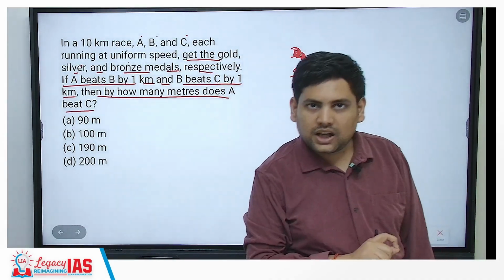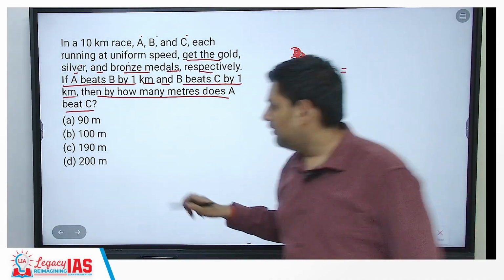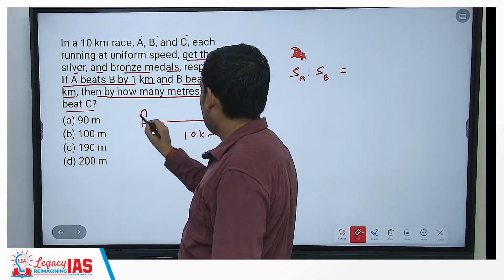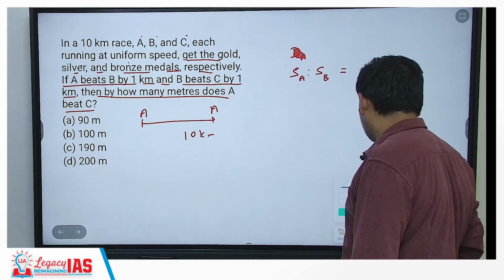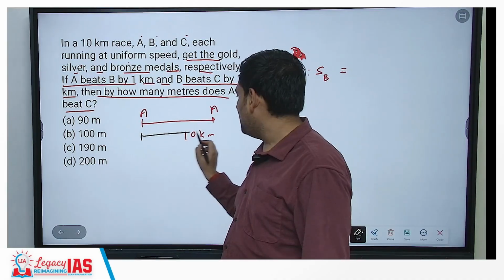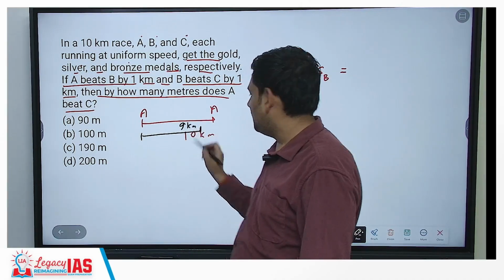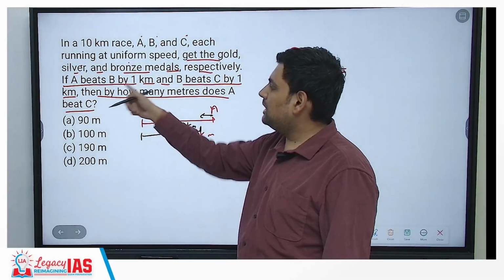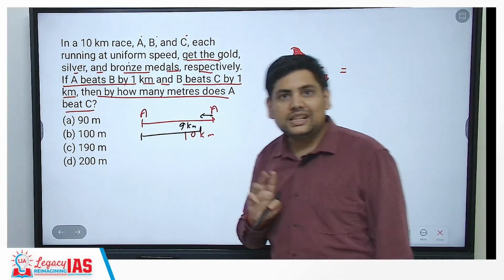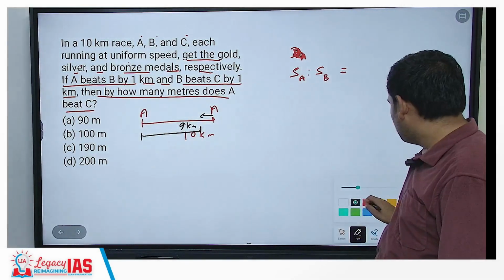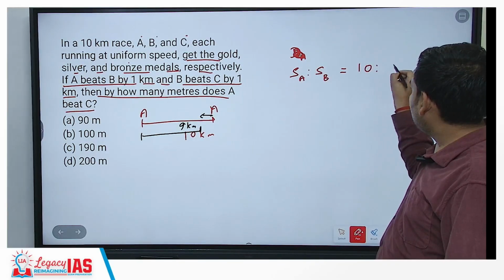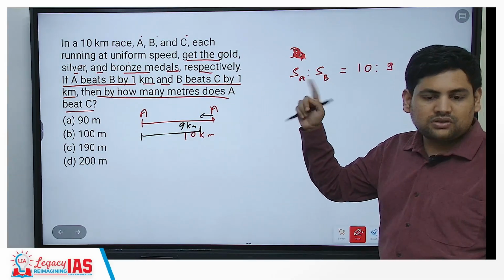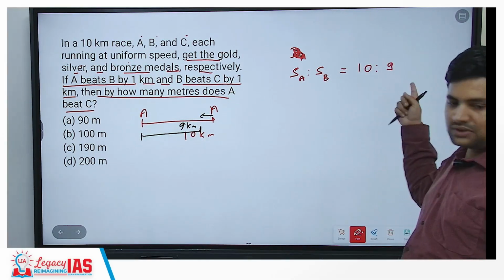In the time that A completes the race, A wins the race by 1 kilometer. So when A completes 10 kilometer, B completes how much? B starts from the same point and covers only 9 kilometer, correct? Because B loses by 1 kilometer, or it says that A beats B by 1 kilometer. So B is covering 9 kilometer in that same time. Now if it is so, then the speeds ratio will be 10 ratio 9, correct? Because speed will be equal to their distances covered ratio, so this becomes 10 ratio 9.